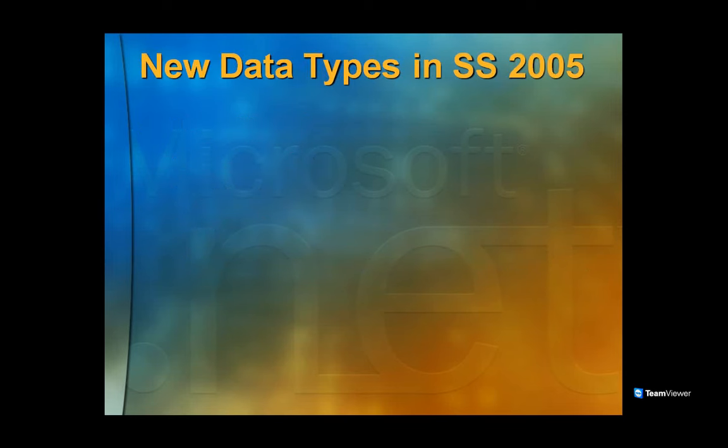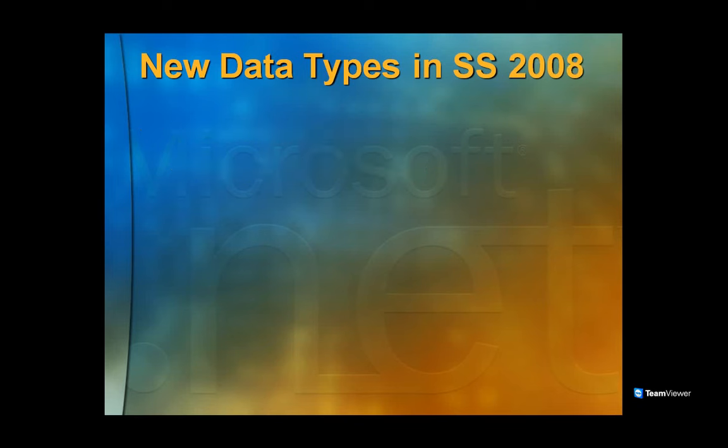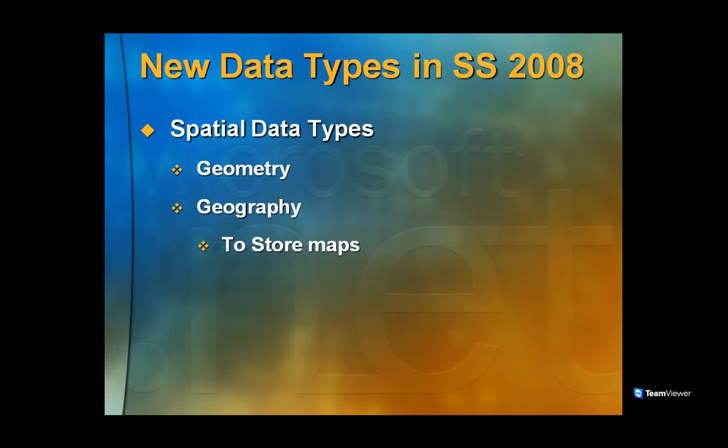Now we have XML data. XML you don't know, so we'll discuss XML later. To store XML, we have the XML data type also. Now we have geometry and geography, new in SQL Server 2008, to store maps, Google Maps and all.